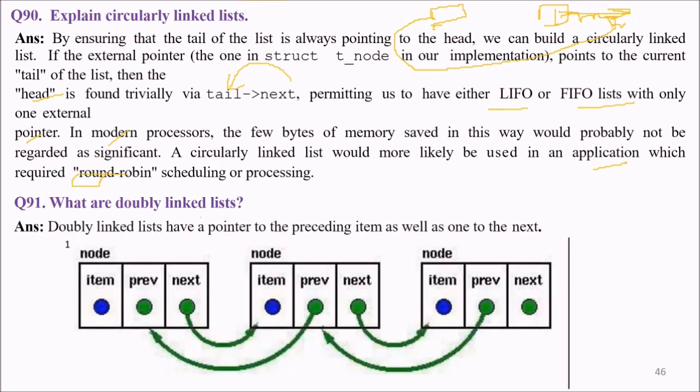What are doubly linked lists? Doubly linked lists are like this. They have a pointer to the preceding item, as well as to the next item. So this node will have the previous address as well as the next address.